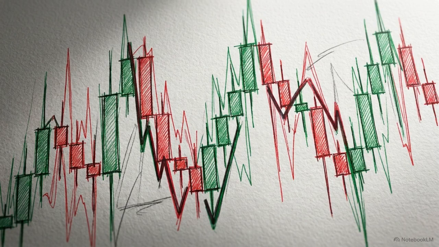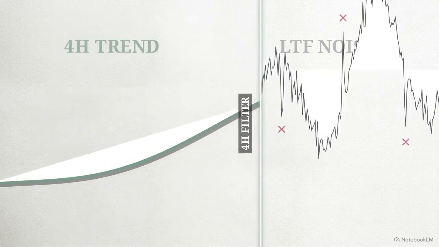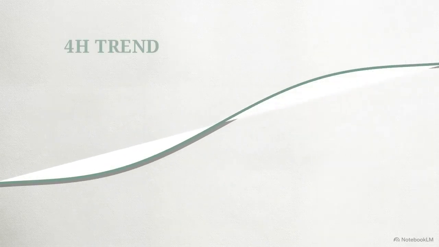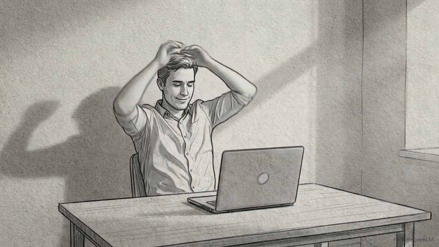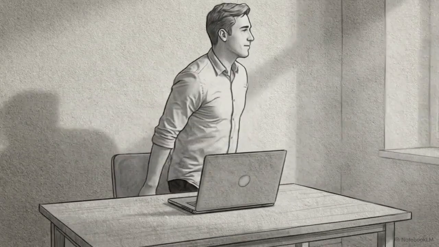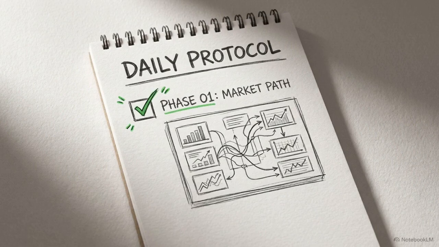Lower timeframes are filled with erratic movements and fakeouts designed to trap retail traders. The 4-hour chart filters out that noise and reveals the actual sustainable trend. Once a trend starts on the 4-hour chart, it has the strength to continue. Mastering this single time frame is how you stop trading your time for screen time and start making clear, objective decisions. Let's get into the checklist.